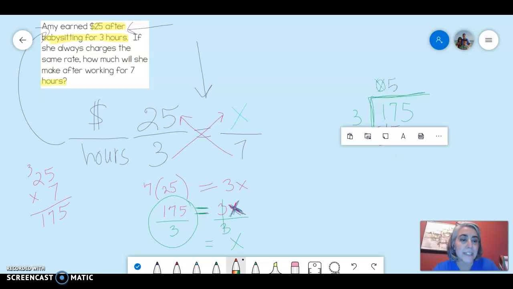17 minus 15 is 2. And I'm going to bring down the 5. Now I have a 25, and I have to do 3 into 25. It's not going to go evenly, so I really need to be thinking about my 3s here.